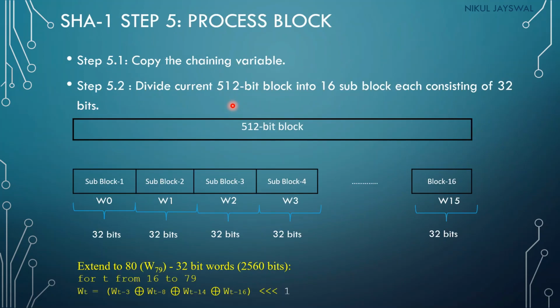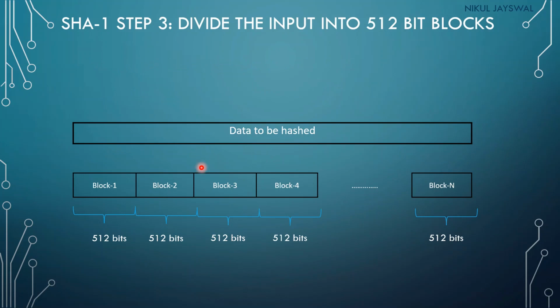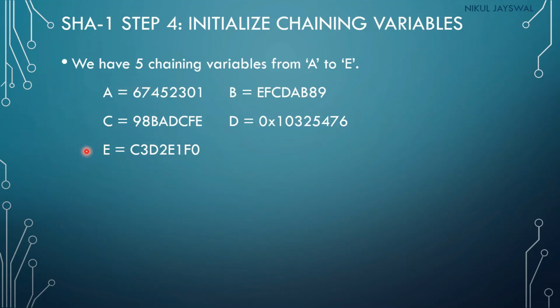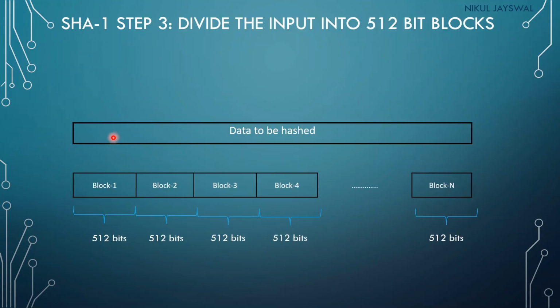Now we will take the first 512-bit block. We will perform the hashing, and the output of that block will be the input of block 2. Clear? Now you can see here we have 5 variables, in hexadecimal. The size of A will be 32 bits, the size of B will be 32 bits, C will be 32 bits, D will be 32 bits, and E will be 32 bits. So the total size of A to E will be 160 bits. Clear? So we take the input as 160 bits and we will get the output as 160 bits.